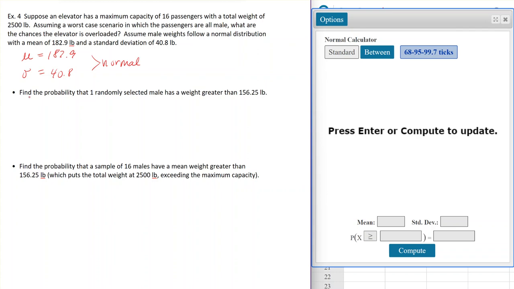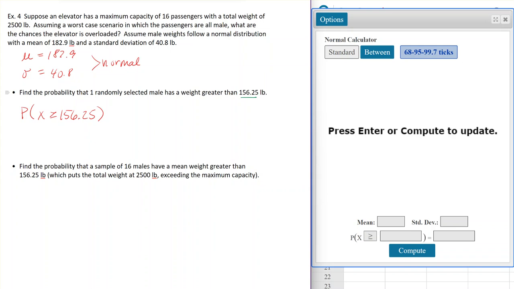We are asked to find the probability that a randomly selected male has a weight greater than 156.25. So what is the probability that some man, X, has a weight greater than 156.25? Well, before we go too far, I want to just quickly explain where did we get the 156.25?